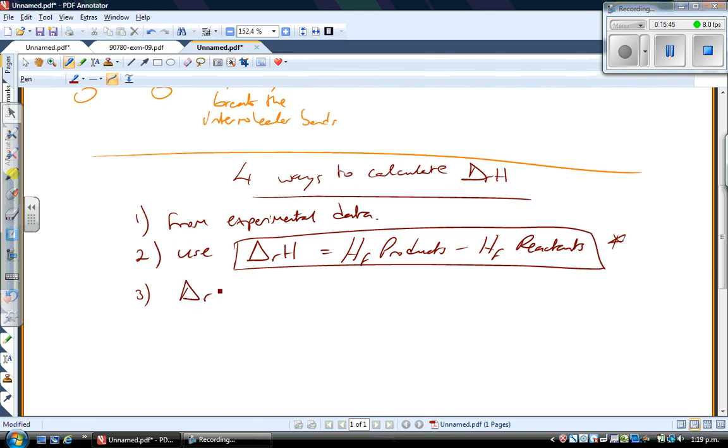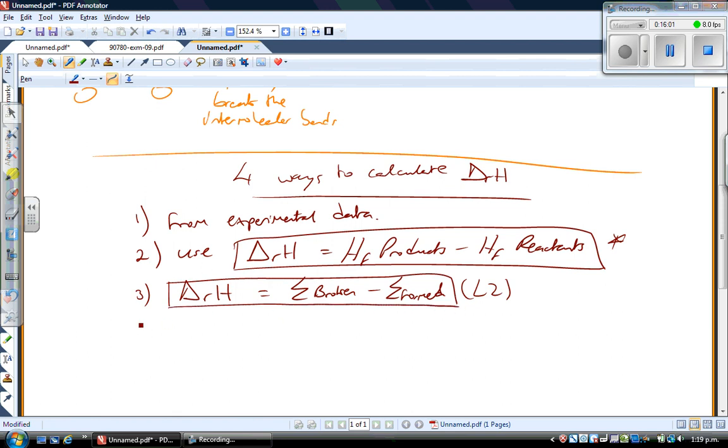Number 3, you can calculate the enthalpy of a reaction by adding up the bonds broken and subtracting from that the bonds formed. And that's something that you covered in level 2. It was just introduced to the level 2 course last year, so we'll obviously review that, but it's expected that you have some background on that. And then the fourth way is to use Hess's law. Hess's law can get a bit tricky, but once you know how to do one example and you have a good understanding of delta CH, delta FH, delta FUS H, and delta VAP H, you'll be able to do Hess's law and start to enjoy it.